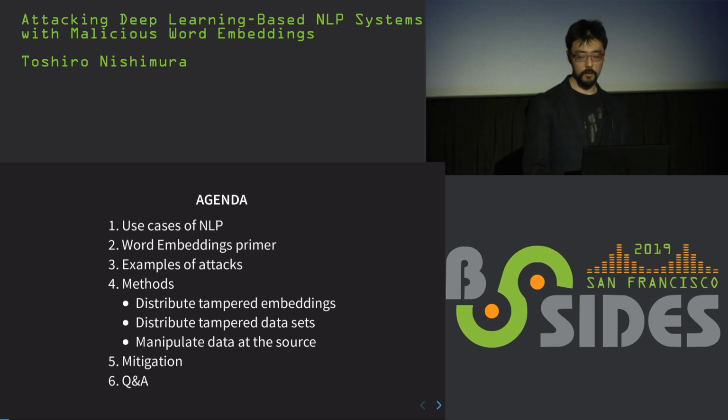So here's the agenda. First, we'll talk about why any of this matters by discussing a few use cases. Then I'll give you a crash course on word embeddings, how they're created and how they're used. Third and fourth, I'll give you an example of how an attacker might exploit its weaknesses. And fifth, finally, I'll talk about some mitigation techniques.